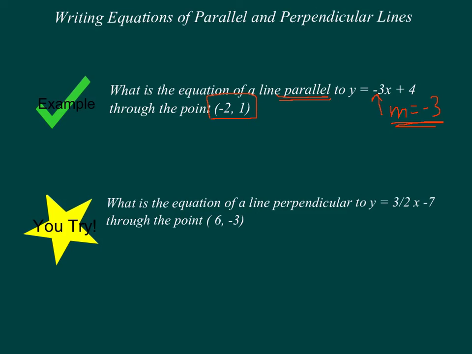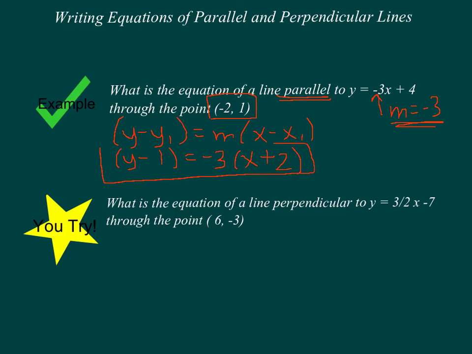So what I can do is I can plug into point slope form, which remember was y minus y1 equals m times x minus x1. So I'm going to plug in my slope and my point that they've given me into this formula. y minus 1 equals -3 times x. Oh, if I'm subtracting a -2, I should really just put a plus. That's my answer. They didn't ask me to write it in a specific form, so I can just give them that answer, which is written in point slope form.